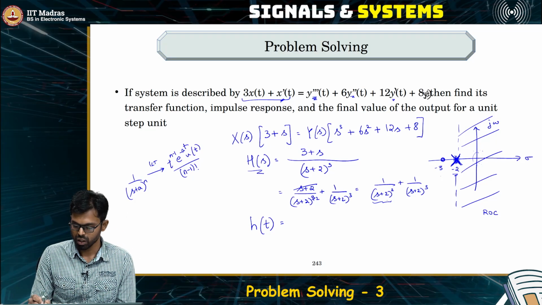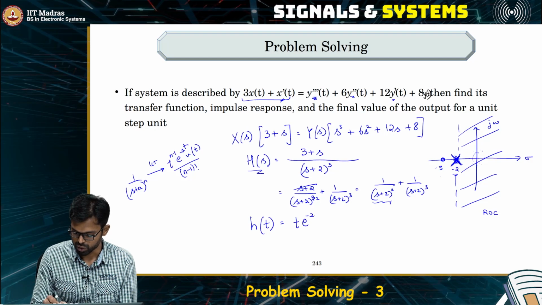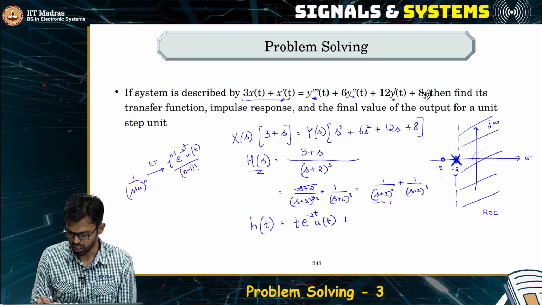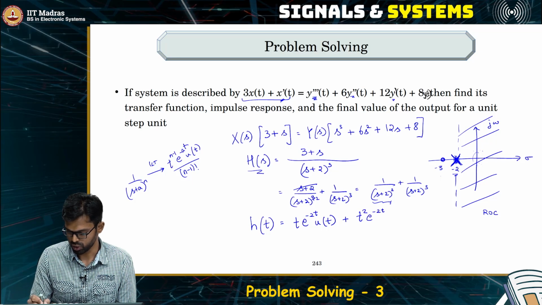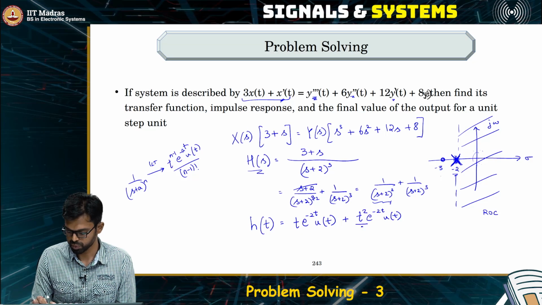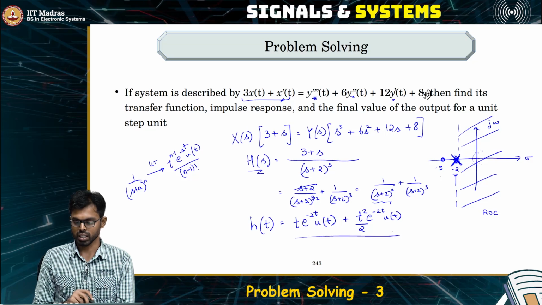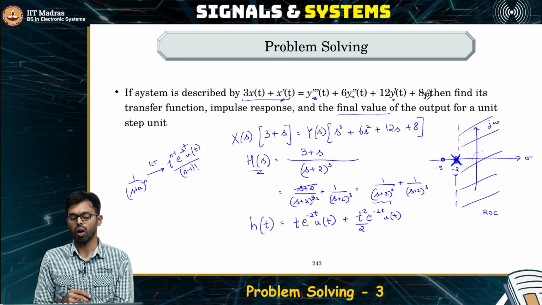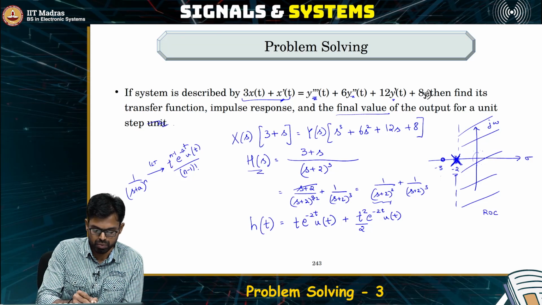So use that here. For the square we have t e power minus 2t u of t plus t square e power minus 2t u of t divided by 2. So this is the impulse response. Clearly this is right-sided, and now let's try to find out the final value of the output when there is a unit step input.